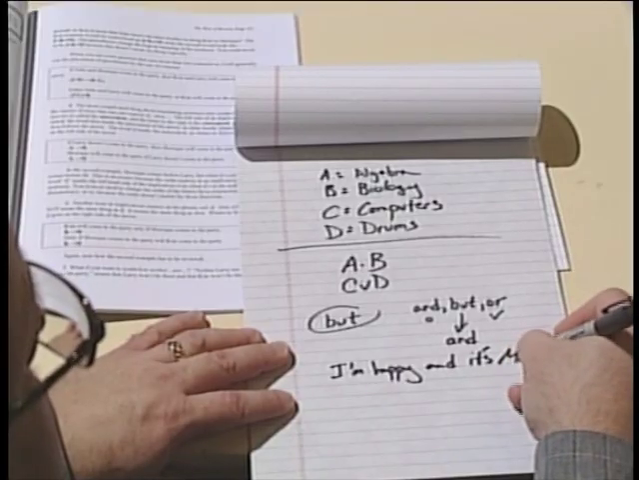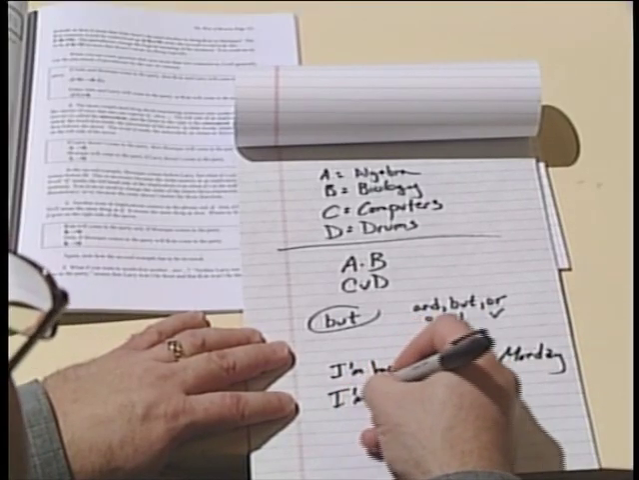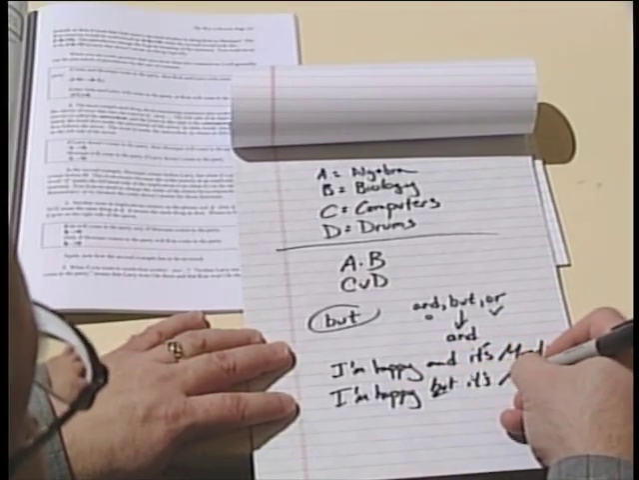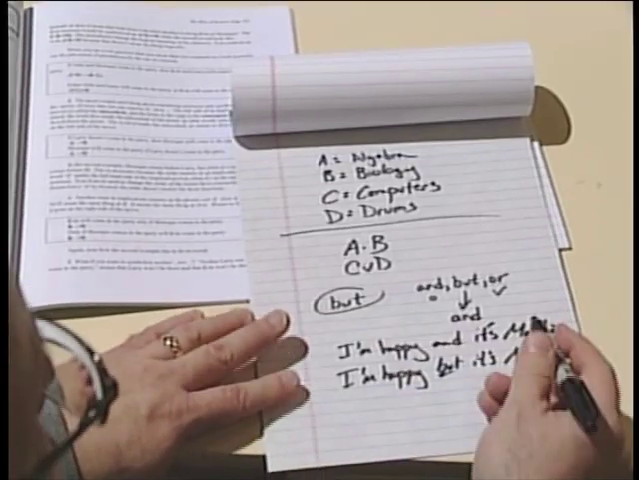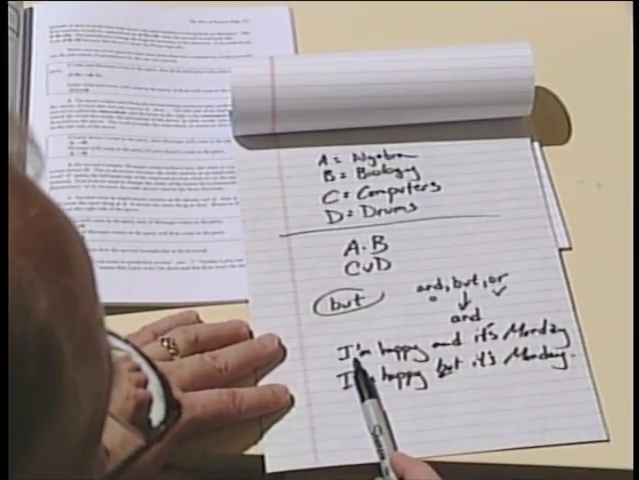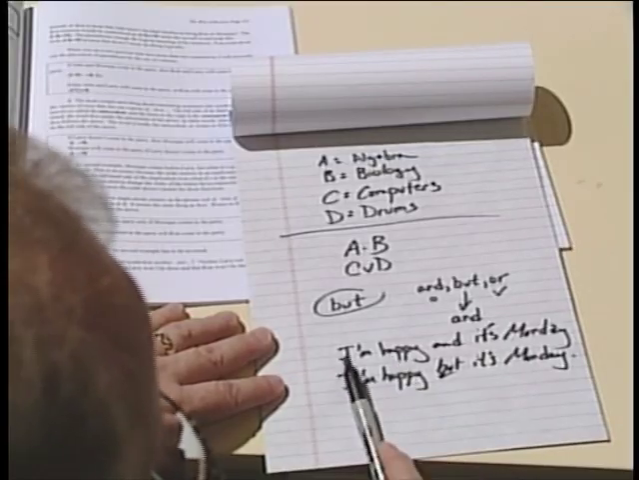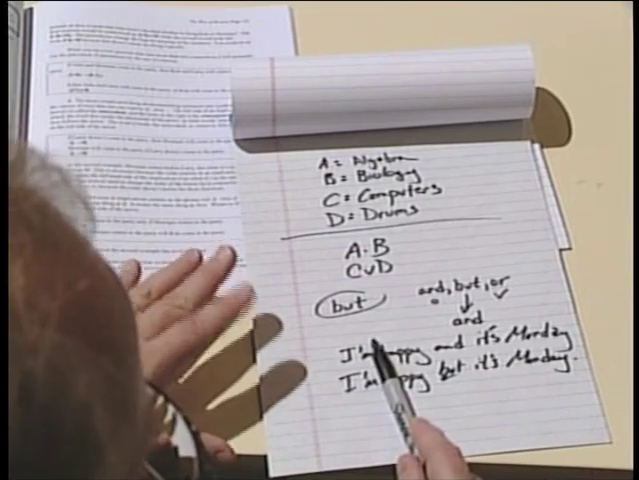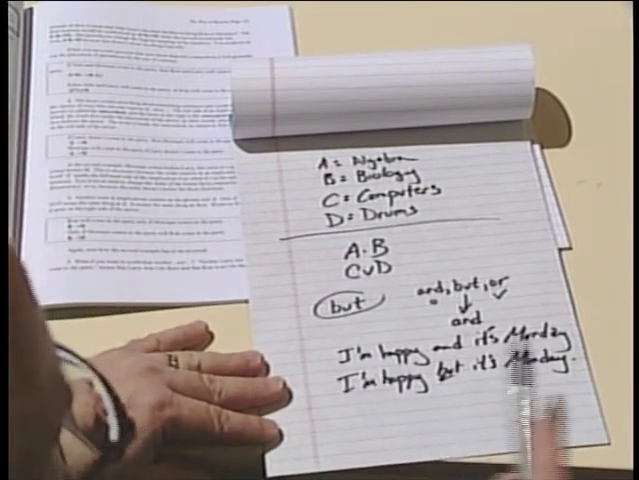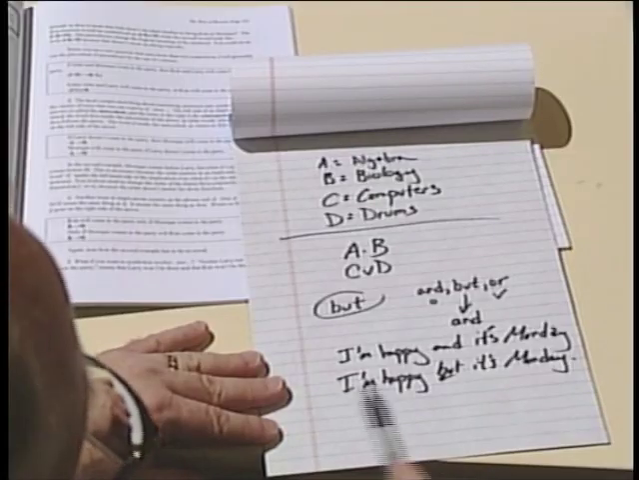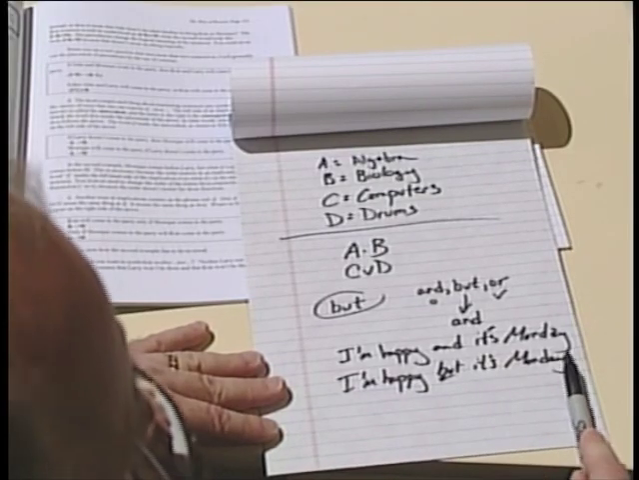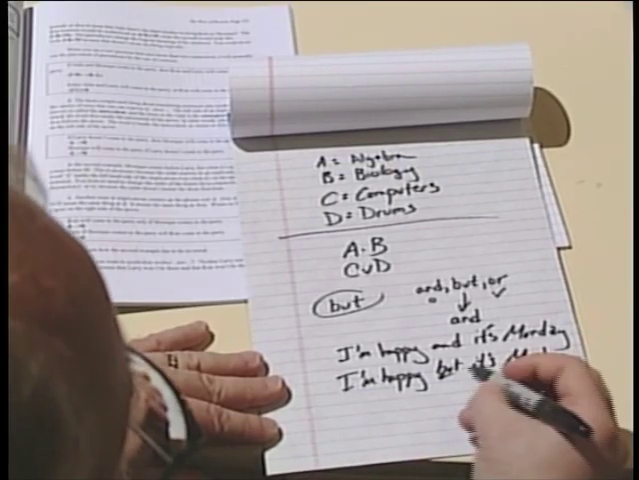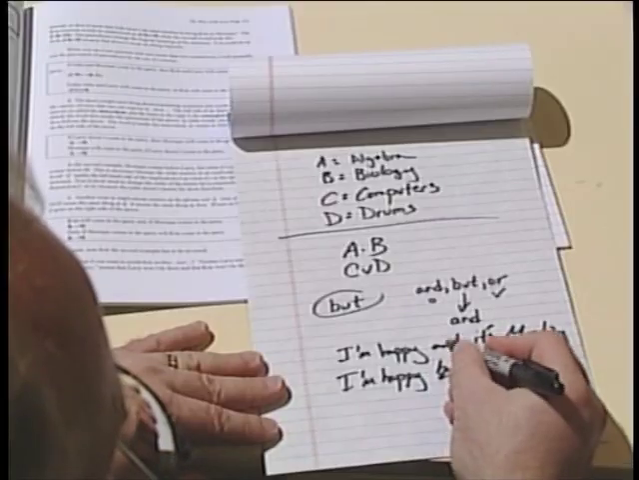I'm happy and it's Monday. I'm happy, but it's Monday. Now, if I make this statement, I'm happy and it's Monday, is it the case, at least from what I'm saying, that I'm happy? And the answer is yes. Is it Monday? Yes. Okay, that's its logical meaning. This is true and this is true. It's an and statement. If I make a but statement, I'm happy, I am asserting that indeed I am happy. I am also asserting that it's Monday. I'm happy, but it's Monday. But is the same thing as the and. It does the same logical function.